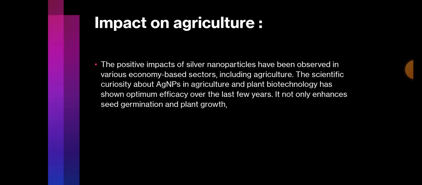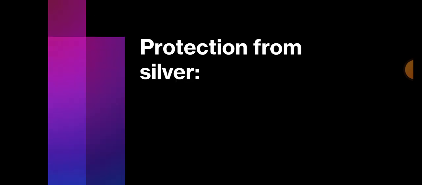Impact on agriculture. The positive impact of silver nanoparticles has been observed in various economy based sectors, including agriculture. The scientific curiosity about AgNPs in agriculture and plant biotechnology has shown optimum efficiency over the last 5 years. It not only enhances seed germination and plant growth, protection from silver.